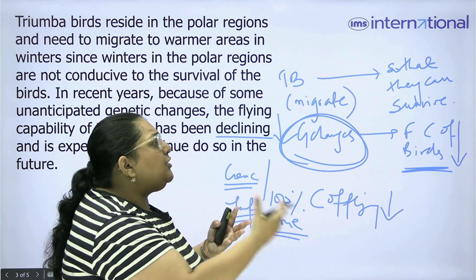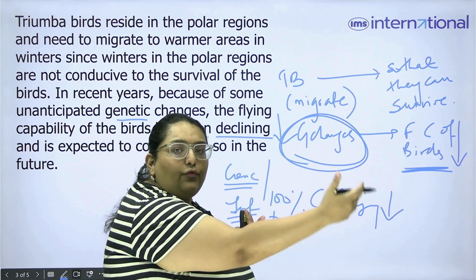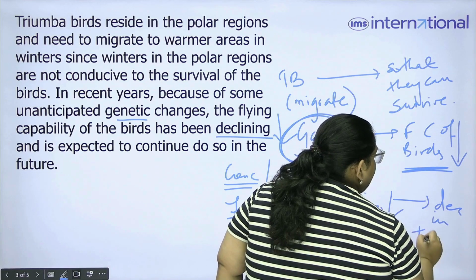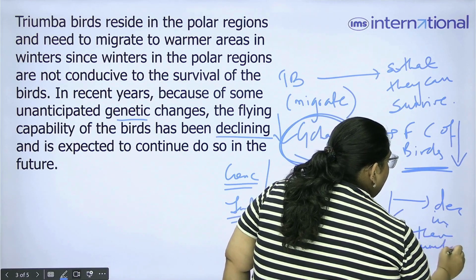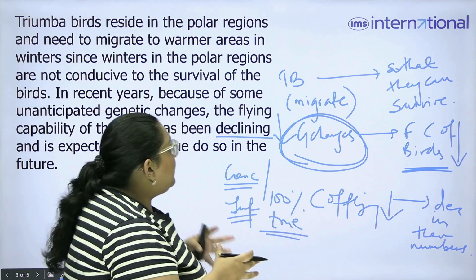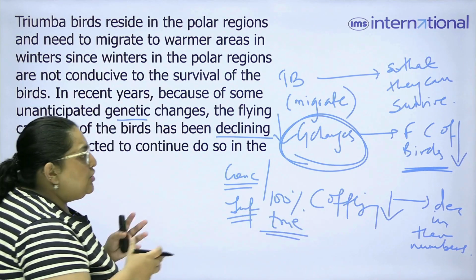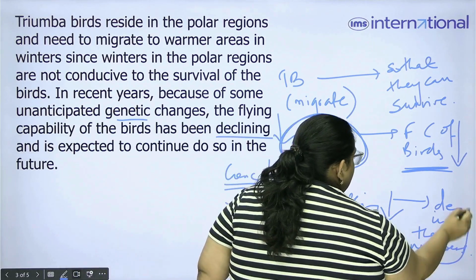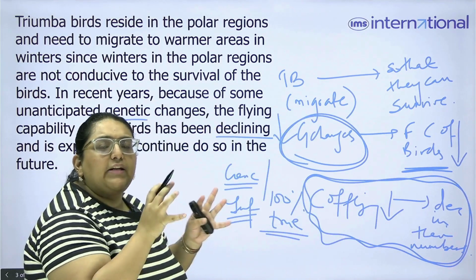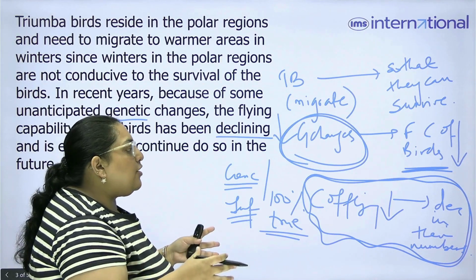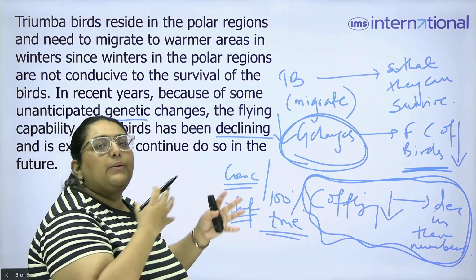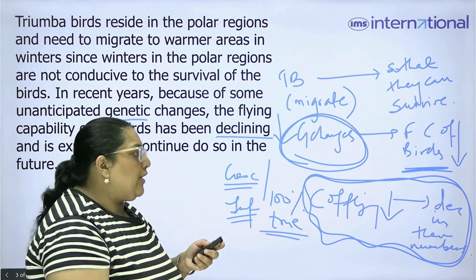They might not be able to move to warmer areas, which will lead to a decrease in their population, because they will not be able to save themselves from the harsh climate of the polar regions. So something like this, or something along the lines of a decrease in the number of the birds because of the declining capability of flying, should be our correct answer. Now let's have a look at the options.